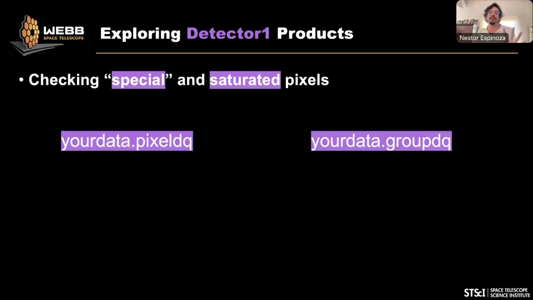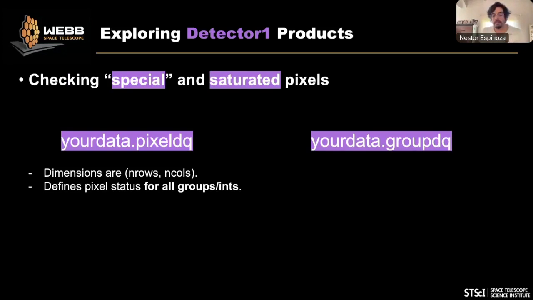So there are two kinds of attributes that you want to pay a lot of attention to. There's the pixel DQ, which is pixel data quality, and there's the group DQ, which is the group data quality. The pixel data quality is the one that we're dealing with right now with the DQ init step. And the dimensions of this pixel DQ are the same as the subarray of your detector, which in this case is 32 times 248. And this defines the pixel status for all groups and all integrations, because sometimes a pixel is called do not use, and the pixel does not get used for the rest of your exposure. So it's something that is defined for your pixel forever, basically, right? You just stick with that flag.